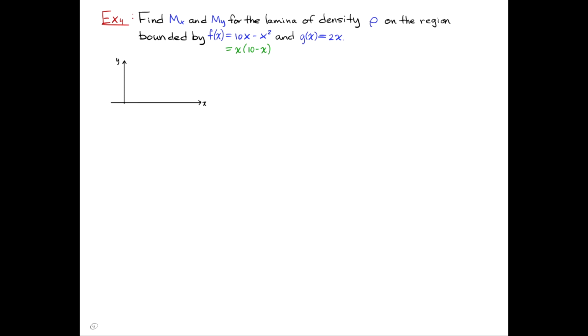So let me attempt to sketch this. Roughly something like that. And then g of x is 2x, so then we just have a line. The line is g of x, and the parabola is f of x.